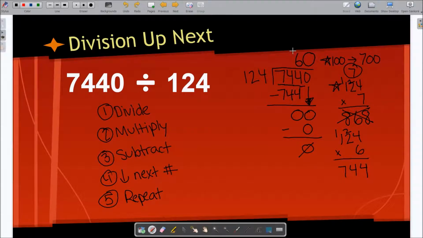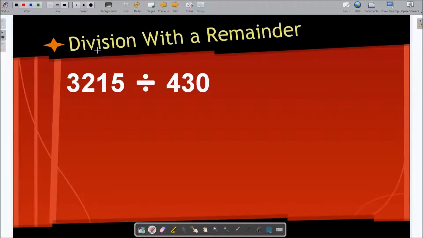My answer is 60. Whoops. It's supposed to be a box there. Now what we're going to try is division that is going to have a remainder. So I'm not going to get so lucky with things working out perfectly evenly as I'm doing this problem. So I've got 3,215 divided by 430.